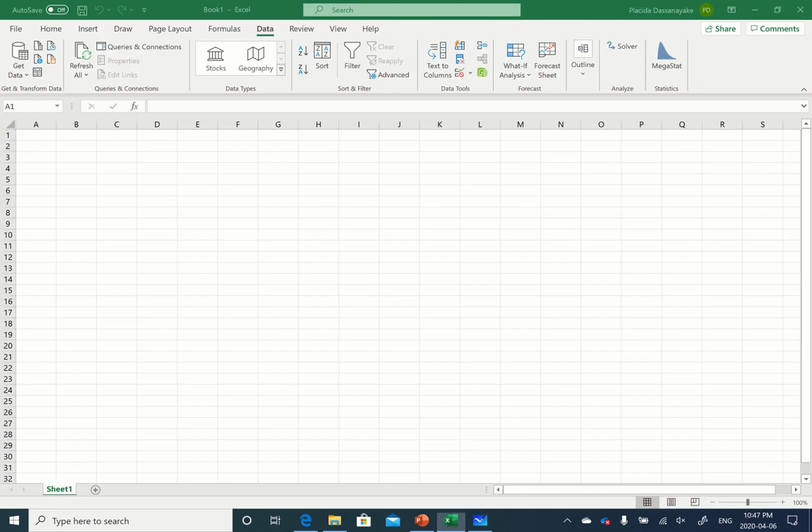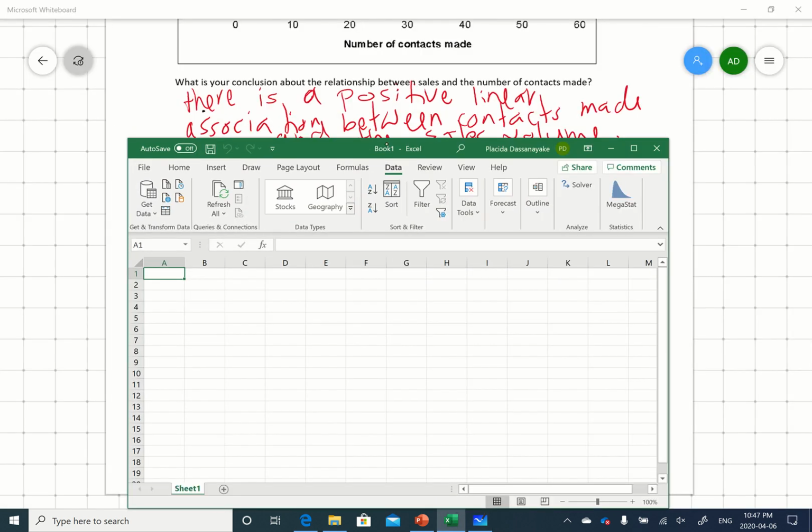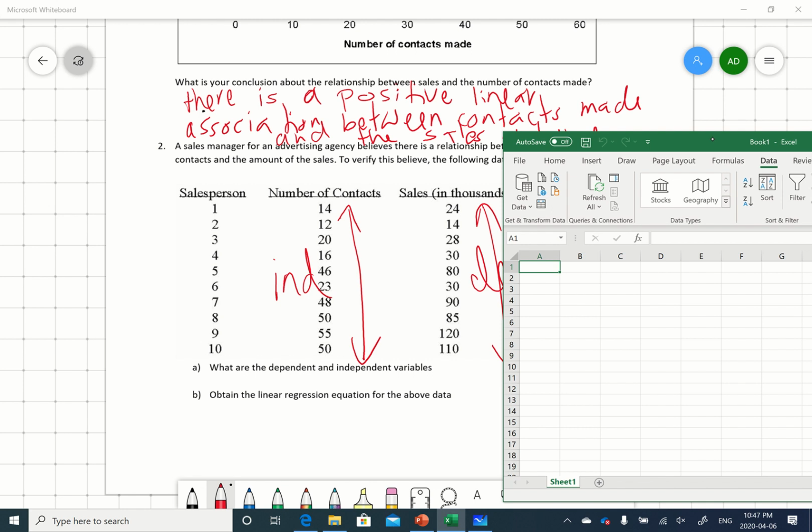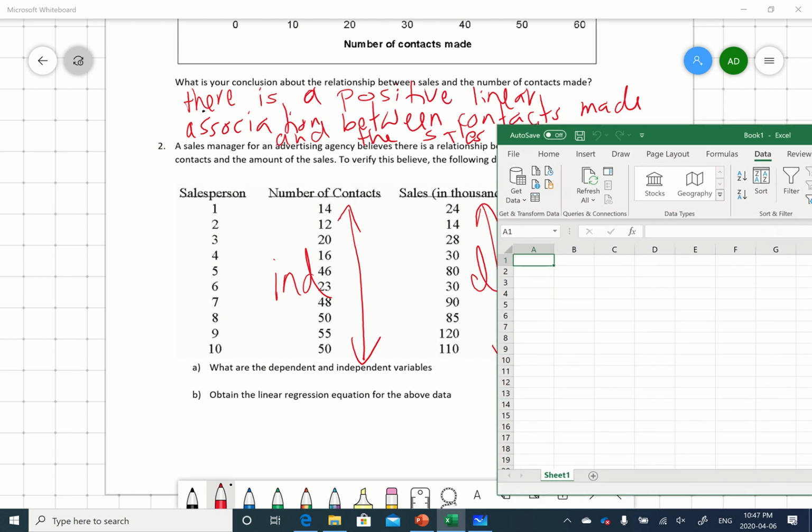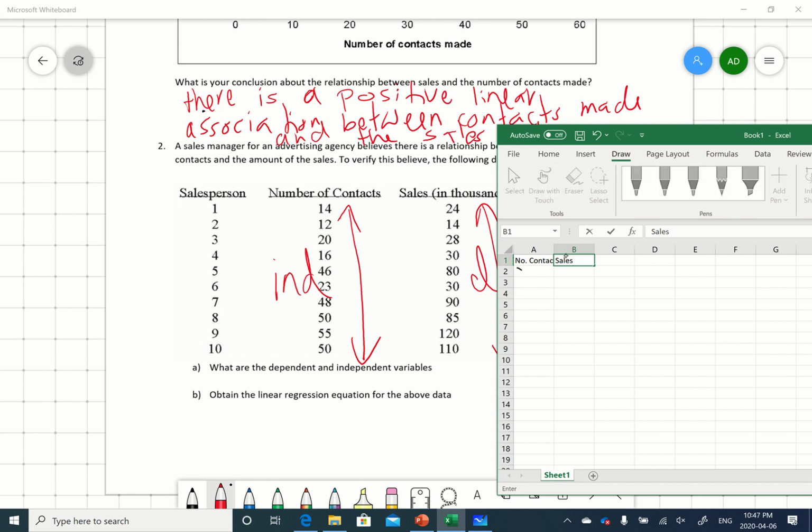Right. So now on part B, obtain the linear regression equation. So now you have to type. So let's see if I can have this side by side. Okay, so number of contacts and then sales. Okay, let me get rid of all these. Okay, 14.